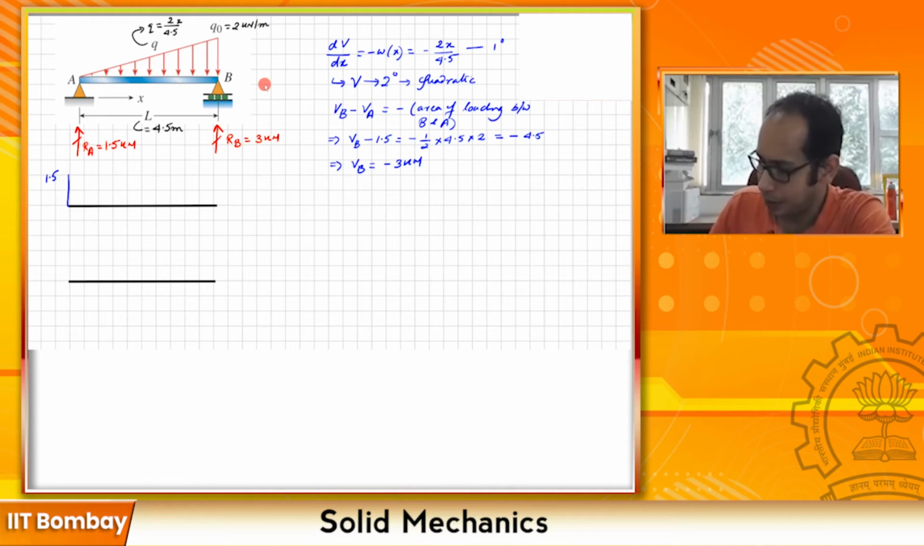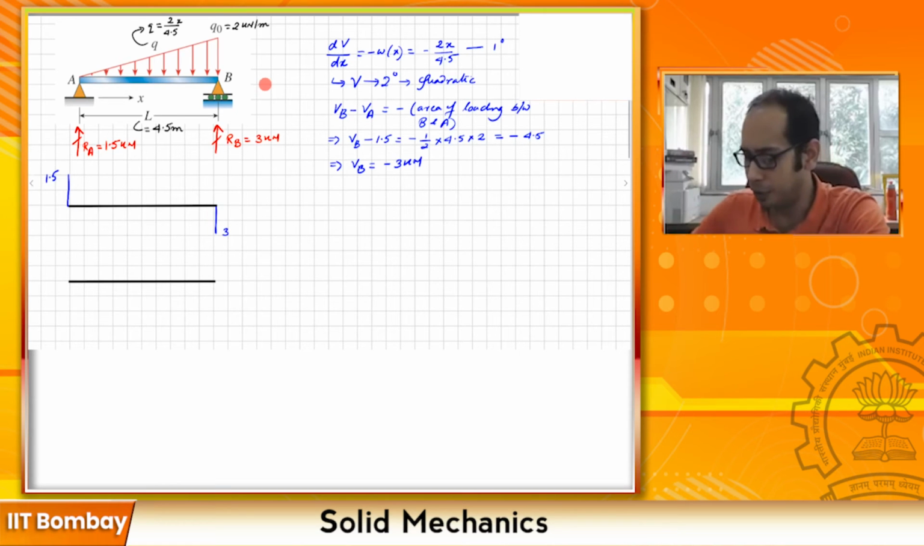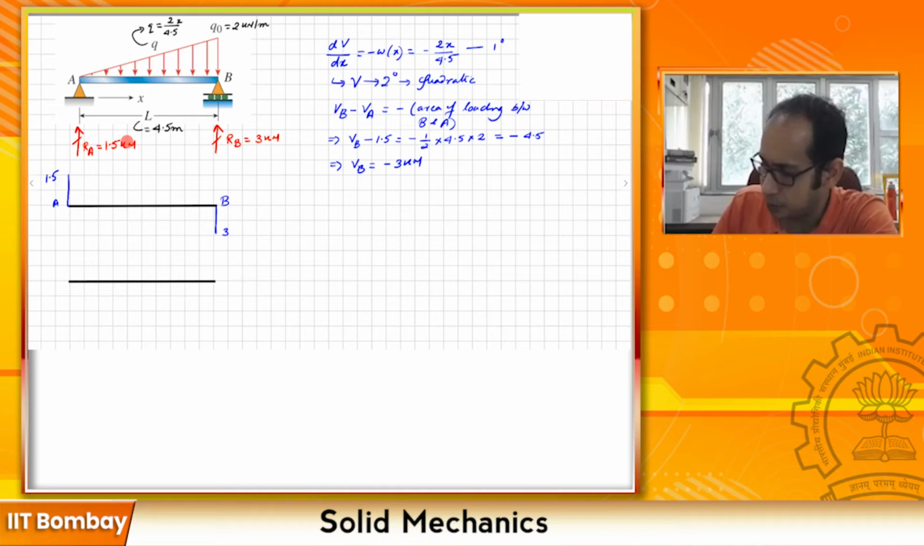So I'm going to draw that. I'm drawing on the lower half plane, so I don't need to mark it as a negative sign. So this is going to be 3. And what is the variation from A? So let me mark those points as well. So this is my point A and this is my point B.